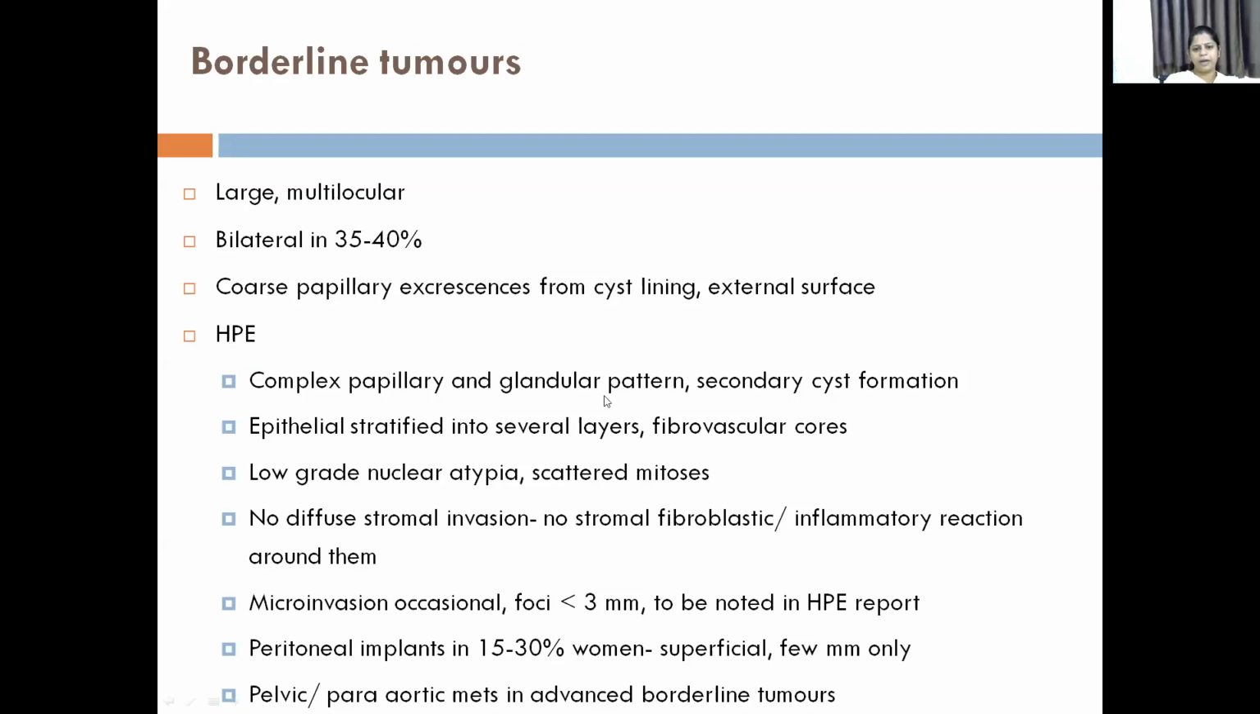On histopathology, a complex papillary and glandular pattern is seen along with secondary cyst formation. Epithelial stratification. There are true papillae, which means they have a central fibrovascular core. Finger-like projections lined by multi-layered epithelium with a central fibrovascular core are seen. There is low-grade nuclear atypia and scattered mitosis. Usually no diffuse stromal invasion is seen. Microinvasion may be noted in some cases.